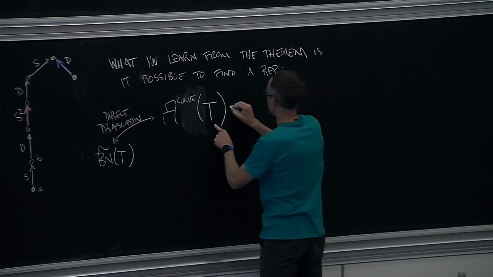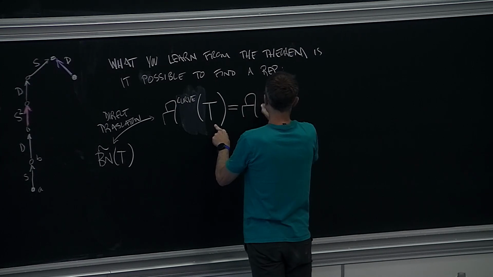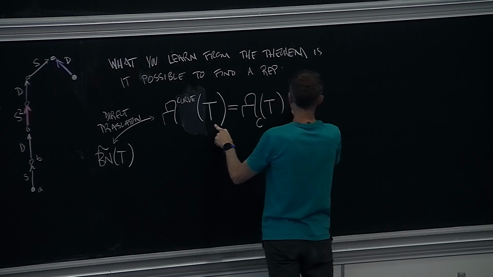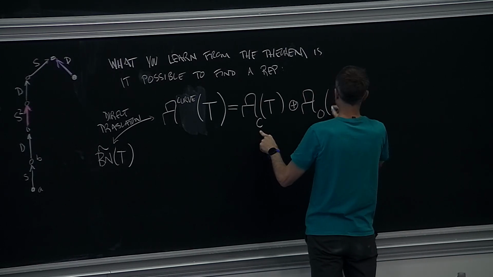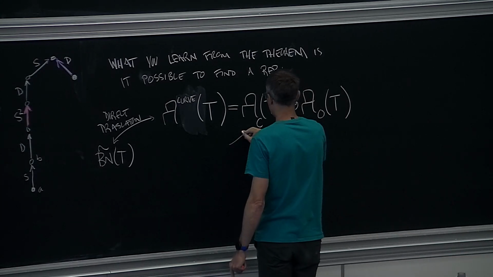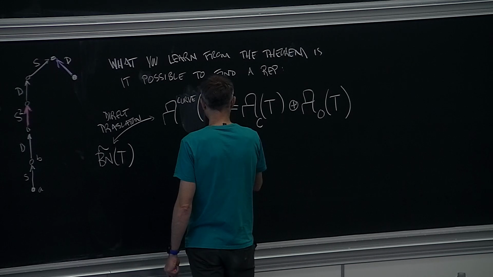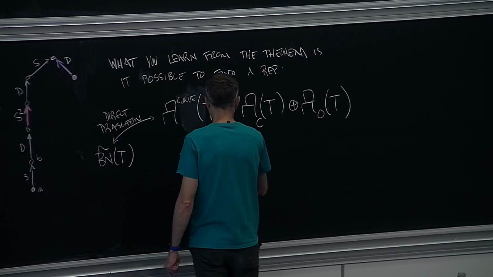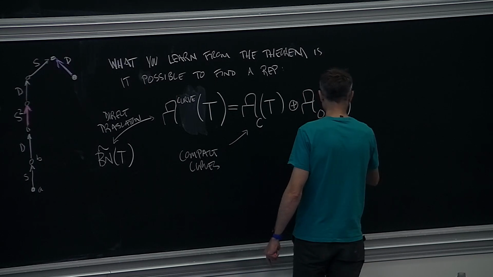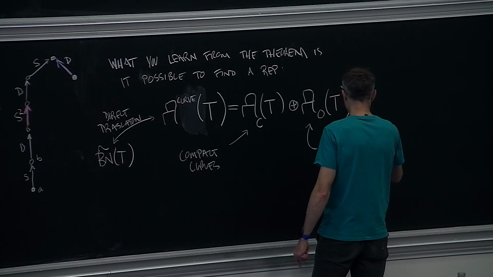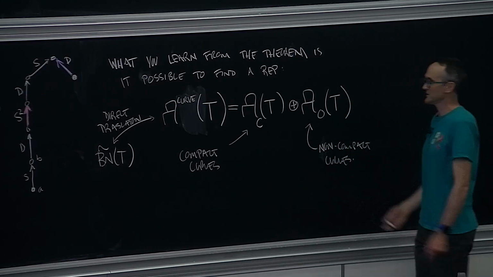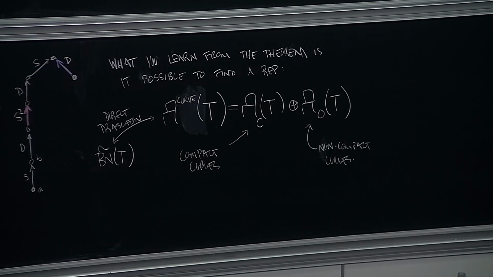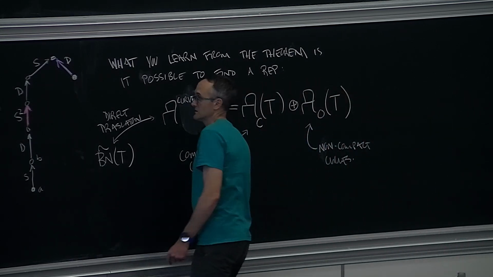Okay, so what does this represent? It looks like two pieces, say the compact part, so there's some collection of compact curves, and then there are curves that are non-compact or open. So there's an a posteriori splitting of your complex into two pieces.